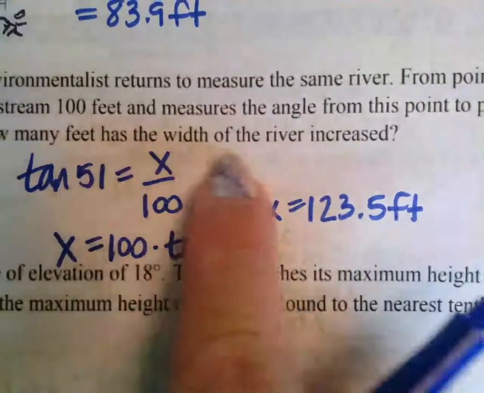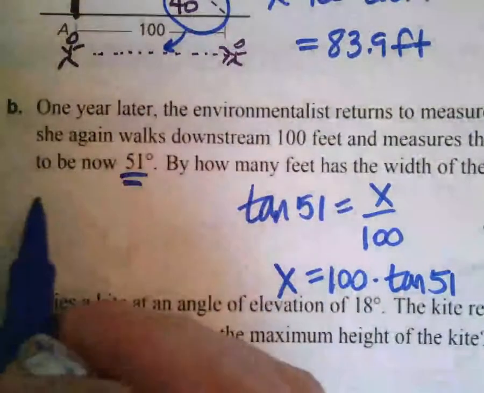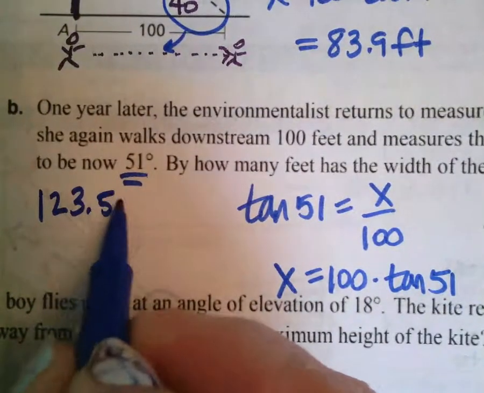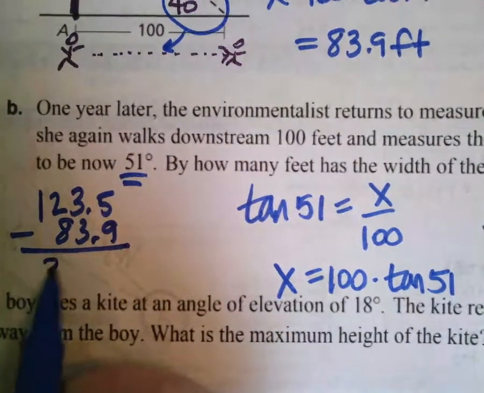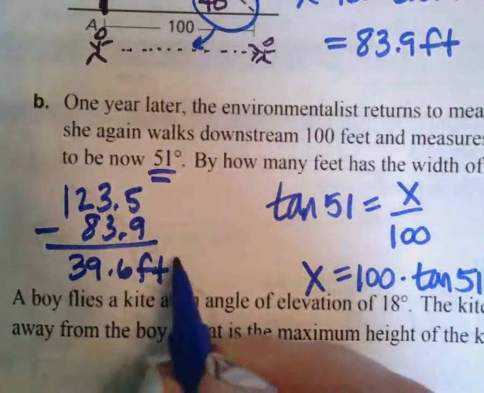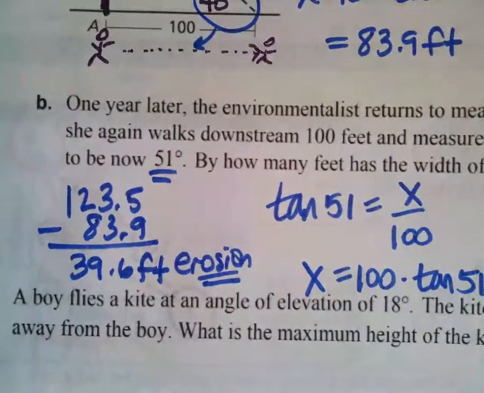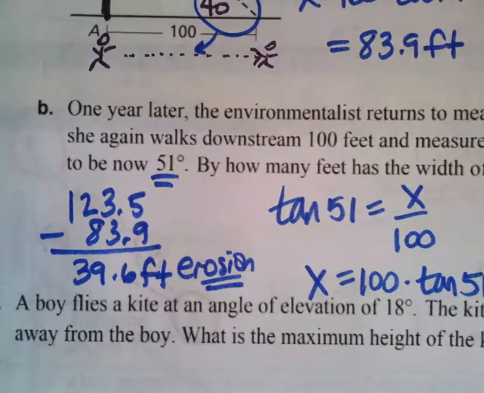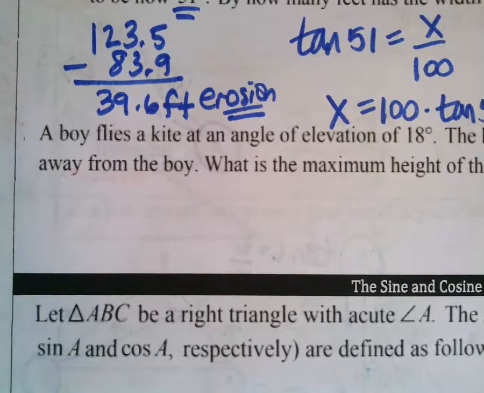So that's only a year later. And it says how many feet of the width of the river did it increase? Well, for that, I just need to subtract. I need to do 123.5 minus 83.9 to get 39.6 feet. So as an environmentalist, if I have erosion of that much, I would be really concerned that I had 40 feet of erosion. Okay? All right. So now, that was all tangent, by the way, opposite and adjacent. Now we're looking at this one.